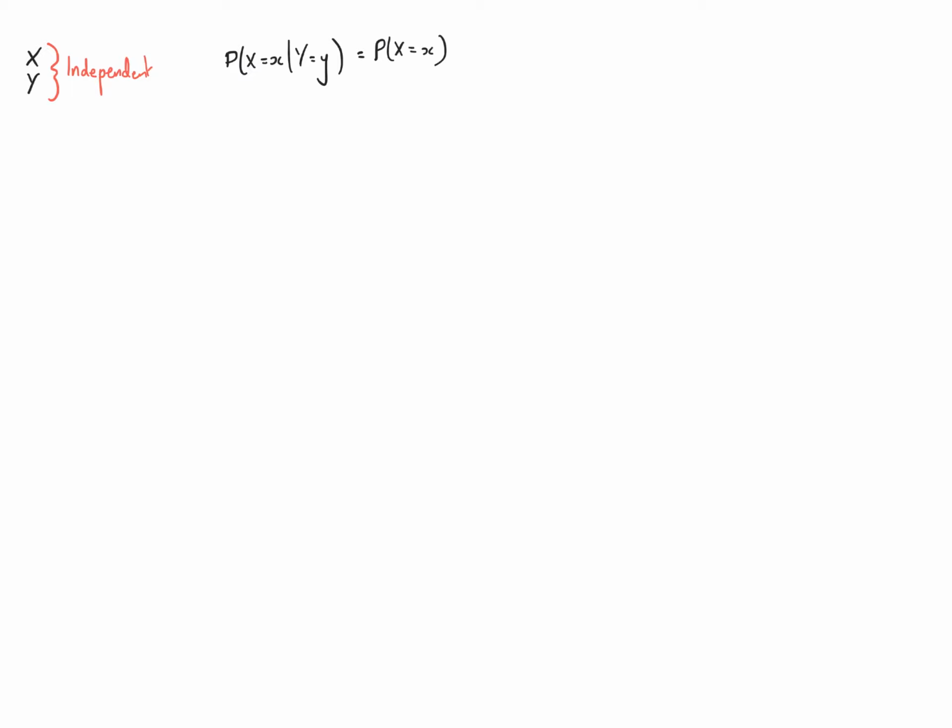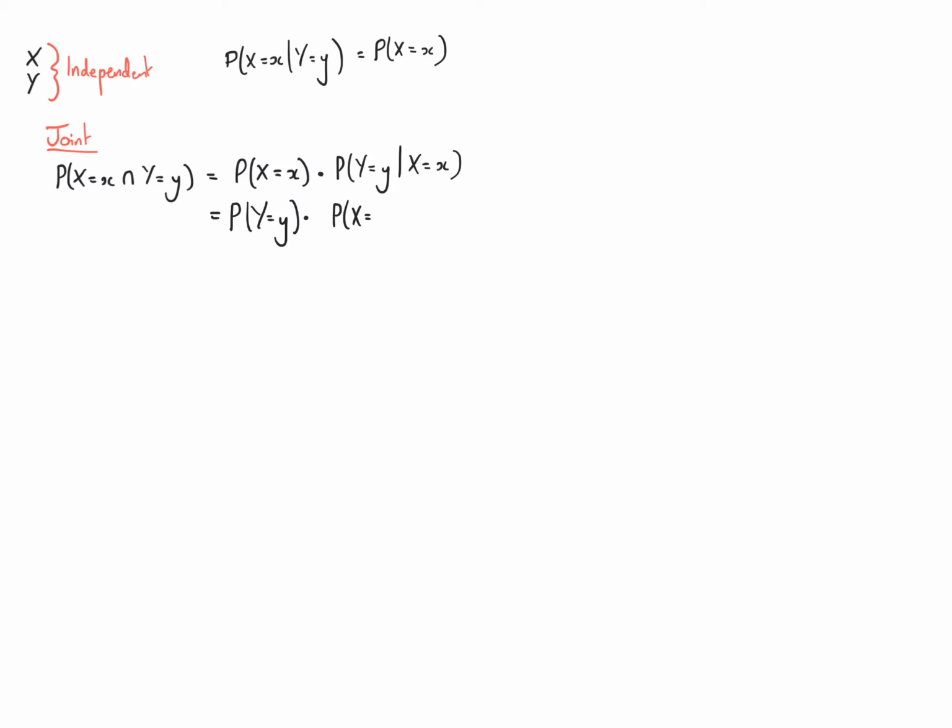Now, in order to calculate the joint probability that x takes on a particular value, let's say little x, and y takes on a particular value, little y, we can calculate this by finding the product of either the probability that x is equal to x multiplied by the conditional probability that y is equal to y given x is equal to x, or the probability that y takes on a particular value, little y, times the probability that x is equal to x conditional on y being equal to little y.